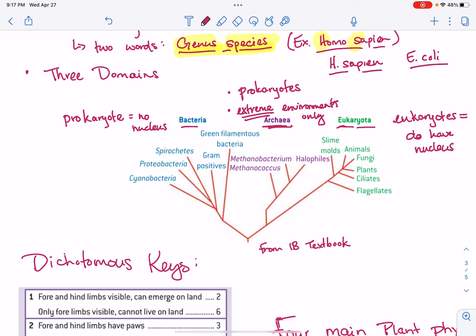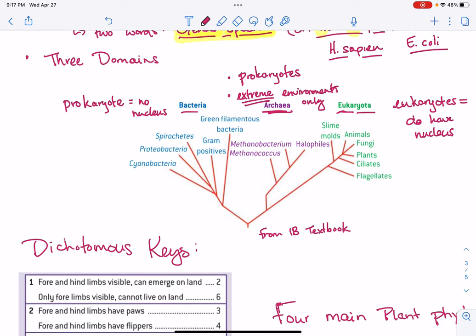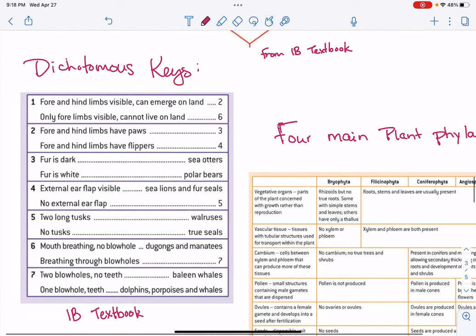Okay. So here's where we get to the fun part. Actually, we're going to talk about dichotomous keys real quick. But the focus for the rest of 5.3 is going to be on eukaryotes. So before we go into all the phyla and the classes, you do need to know how to use dichotomous keys.